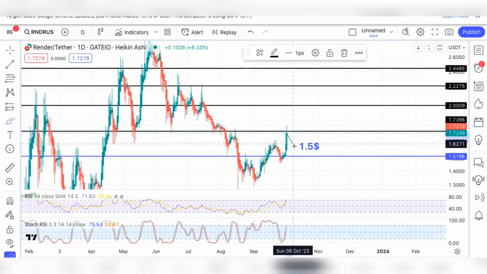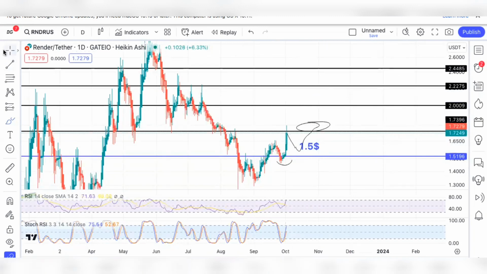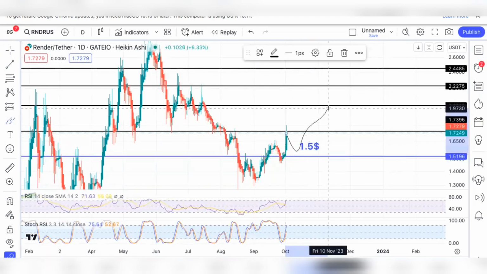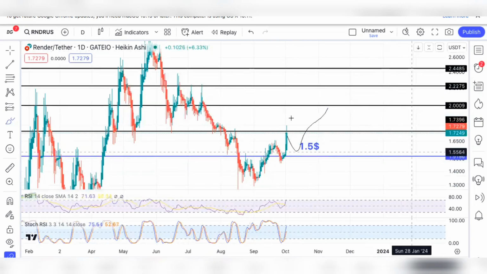But if we get some correction and if we are able to hold this low, then that is a buy-the-dip opportunity, again targeting the higher ranges. So as long as Render is above $1.5 and it keeps getting closing above 1.5, overall the momentum will be bullish and you can look to buy the dips and keep longing the dips as long as we maintain the low. Okay, it's very simple.